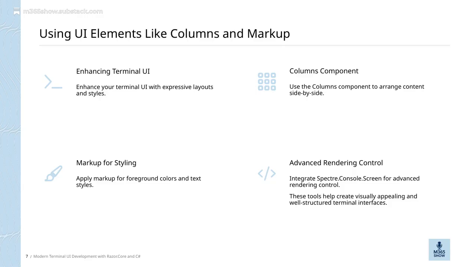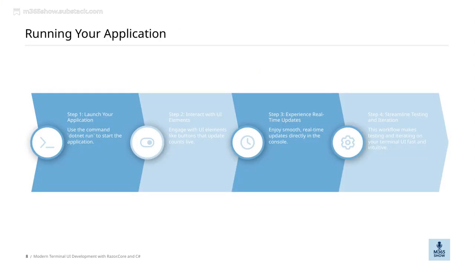Overall, these tools, advanced rendering, markup styling, and column layouts, enable us to craft terminal interfaces that are not only functional, but also visually engaging. They help us deliver a more expressive and well-structured user experience, which is essential in modern terminal UI development with Razor, Core, and C#. Now, let's talk about running your applications smoothly.